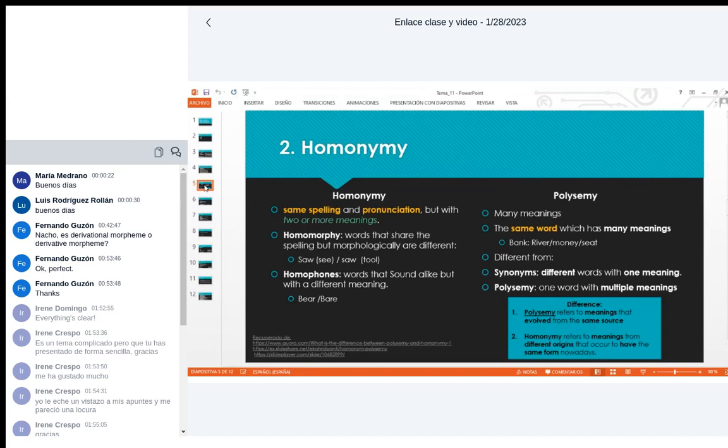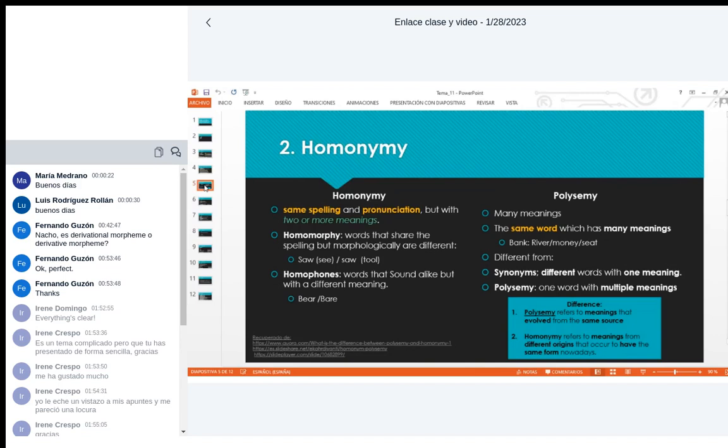For example, the word bear, which refers to the animal, and the word bare, which refers to being naked. Bare feet refers to feet that do not use any sort of shoes or socks.